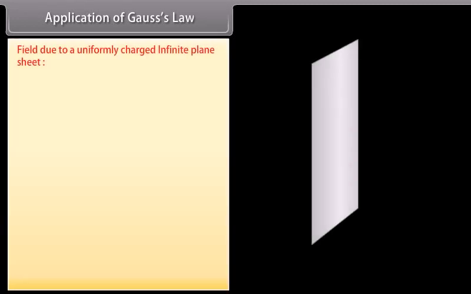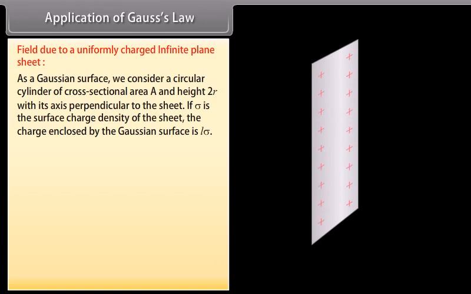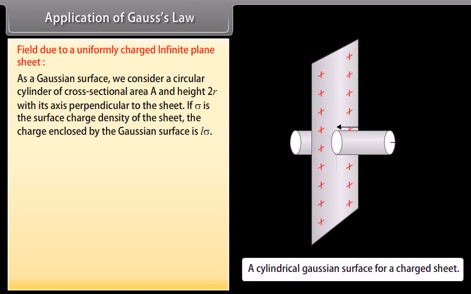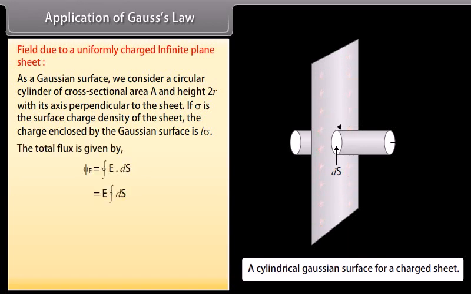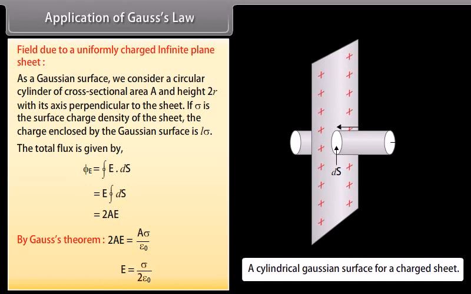Field due to a uniformly charged infinite plane sheet. As a Gaussian surface, we consider a circular cylinder of cross-sectional area A and height 2r with its axis perpendicular to the sheet. If sigma is the surface charge density of the sheet, the charge enclosed by the Gaussian surface is A sigma. We know that phi E is equal to the integration over a closed surface of E dot ds, which is equal to the product of 2A and E. According to Gauss's theorem, we get the electric field at any point at a distance r from the sheet is equal to sigma divided by 2 epsilon naught.